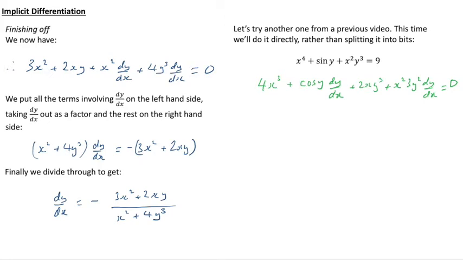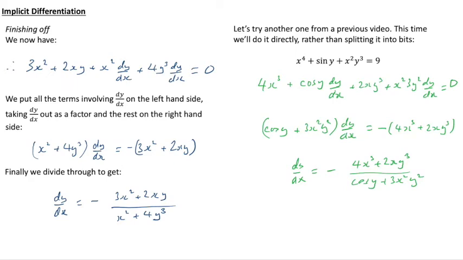Next step, we're going to gather our dy by dx terms and take dy by dx out as a factor. So we've got cos y times dy by dx, and we've got x squared times 3y squared, which we can tidy up to say 3x squared y squared. So we've got numbers, then x's, then y's. And that's all going to be times by dy by dx. And then we're going to be subtracting the 4x cubed and the 2xy cubed. So that gives us equals minus 4x cubed plus 2xy cubed.